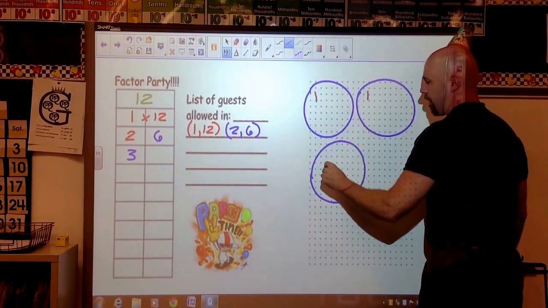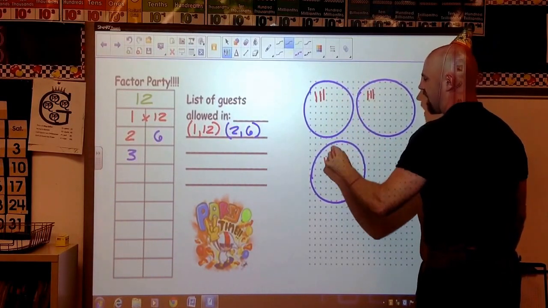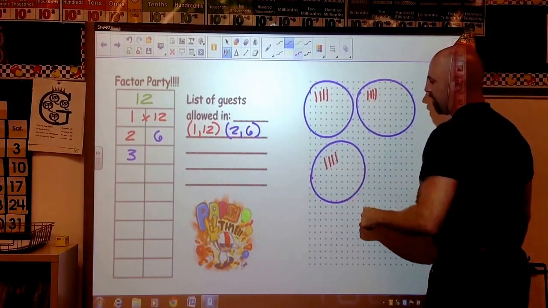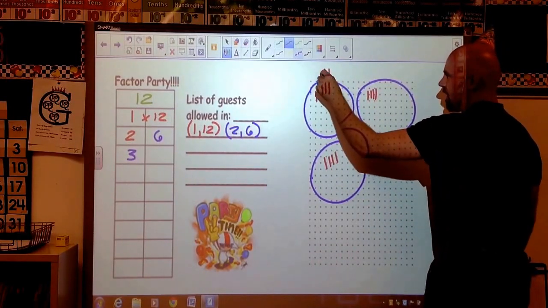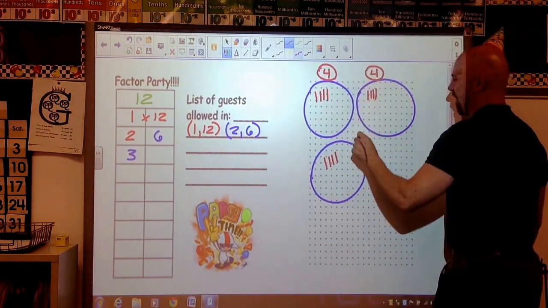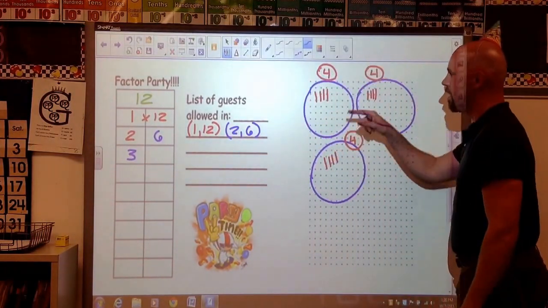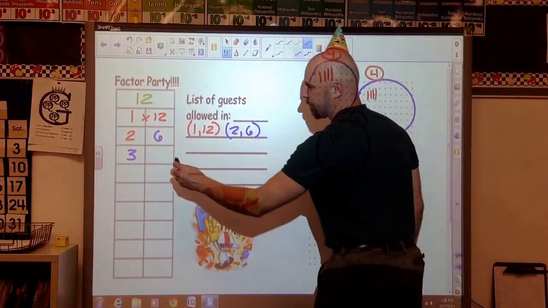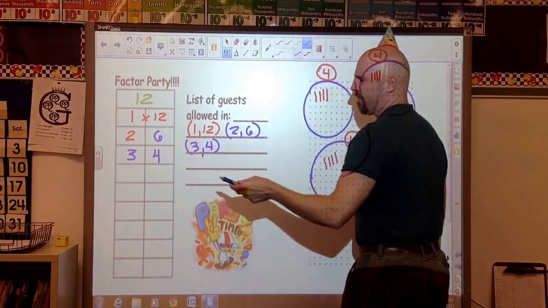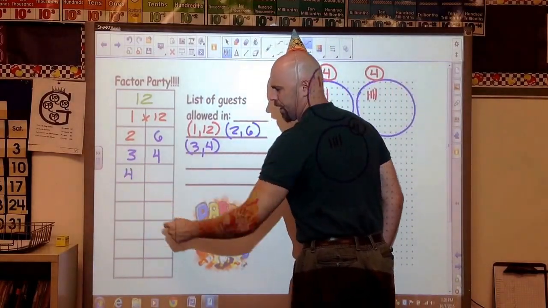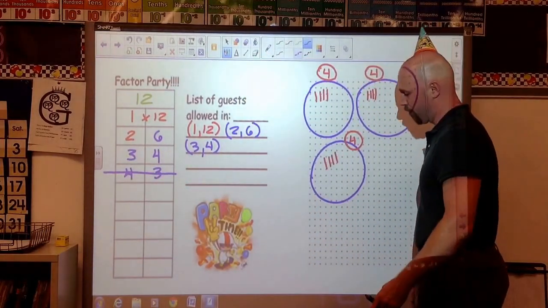1, 2, 3, 4, 5, 6, 7, 8, 9, 10, 11, 12. And I've got 4 in here, 4 in here, 4 in here. Yes, this works, because I've got the same number of tally marks in each bubble. And guess what? 3 is going to the party with 4. Now, before we already did this, if I know that one, then I know 4 and 3 are the same thing. They're not going again. Quit taking all my food.